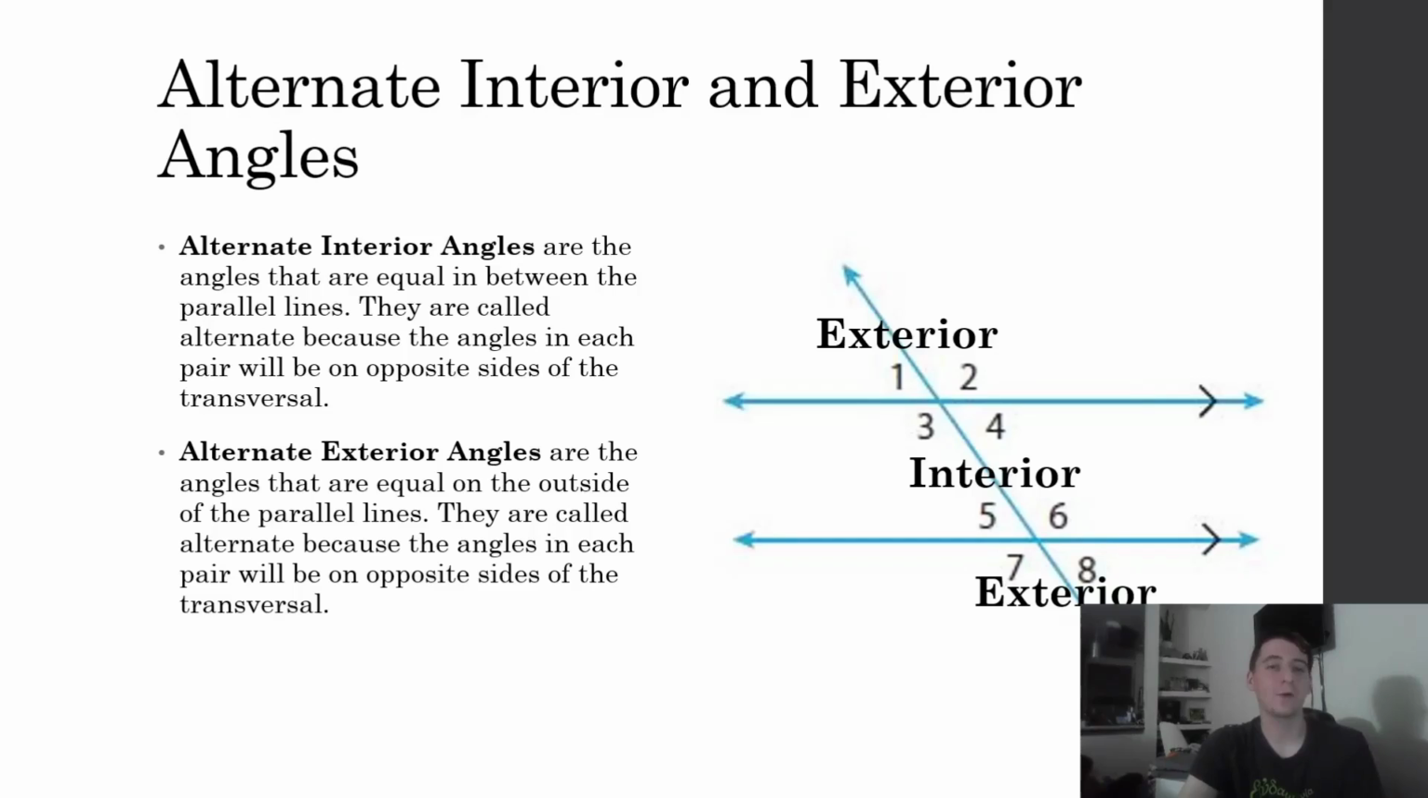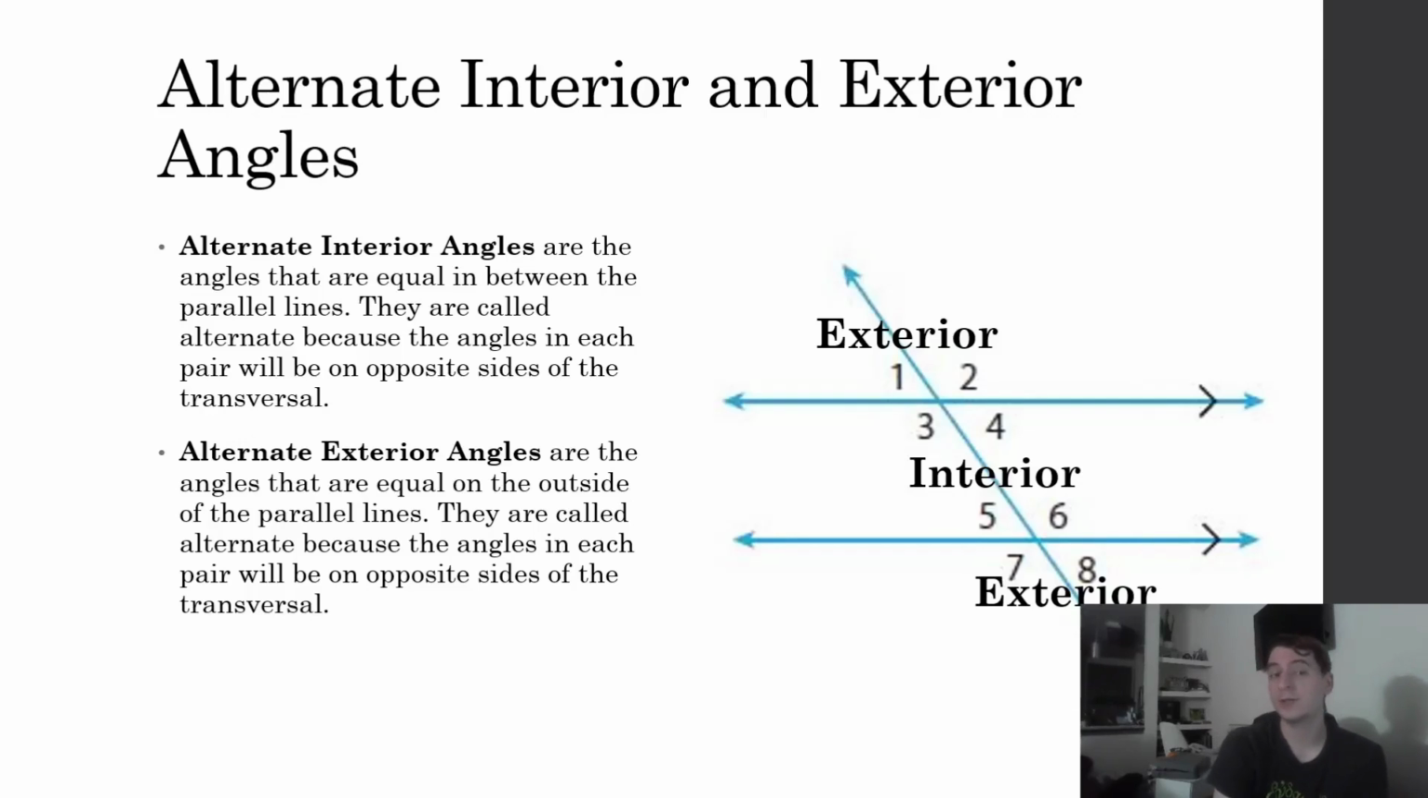So now we have alternate interior and alternate exterior angles. The exterior angles refer to the angles that are outside the parallel lines, while the interior angles refer to those angles that are inside the parallel lines, in between them. So alternate interior angles are the angles that are equal in between the parallel lines.